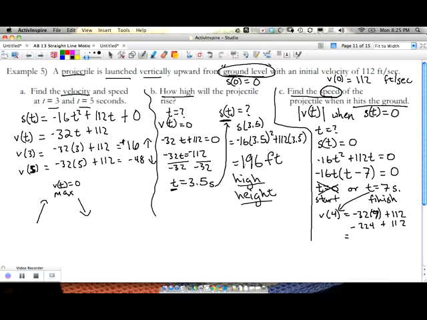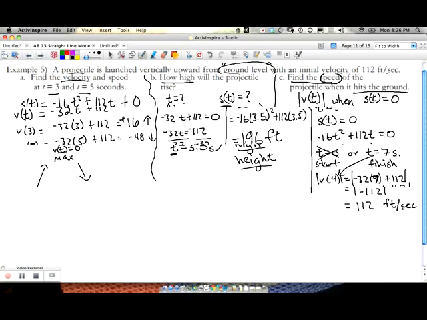Remember that speed is the absolute value of velocity. So the absolute value of v of 4 is the absolute value of negative 112, which is equal to 112. We're talking about feet per second.